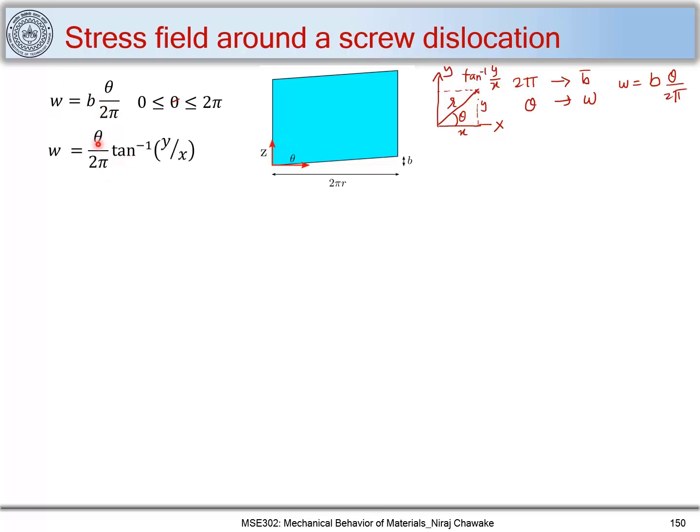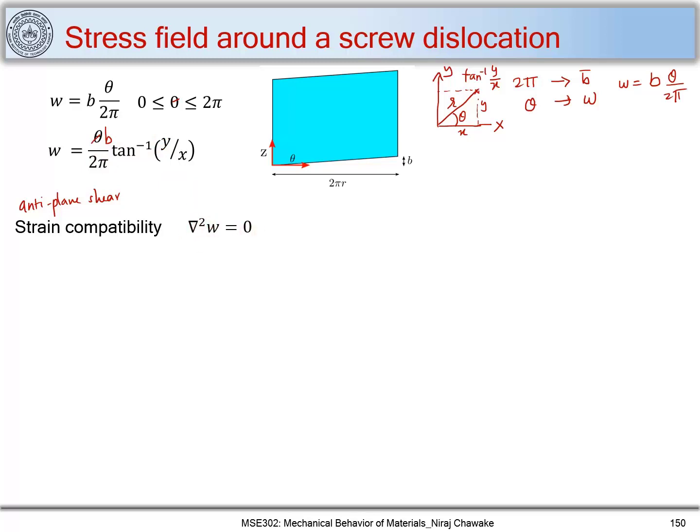So we can write this w as b upon 2 pi. Let me correct this. So this will be b upon 2 pi tan inverse of y upon x. So I am writing this theta as tan inverse of y upon x. So when we write this displacement relation, and for anti-plane shear condition, you can say that the strain compatibility must be maintained. That is del square w equal to 0. So if you take this w as b upon 2 pi tan inverse of y upon x, you can say that del square w equal to 0.